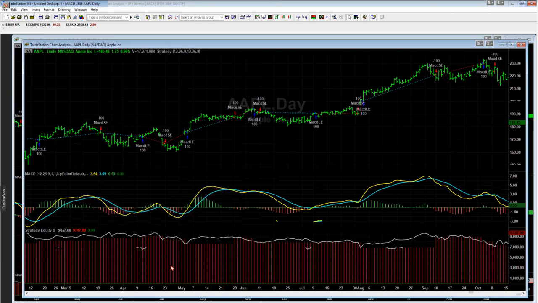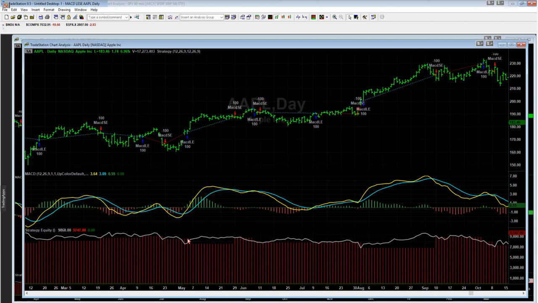So if you look at the MACD, when it crosses above 0, it generates a long trade. And when it crosses below 0, like here, it generates a short trade. In the strategy equity indicator, the red histogram is your equity curve. That's your close trade to close trade equity curve.